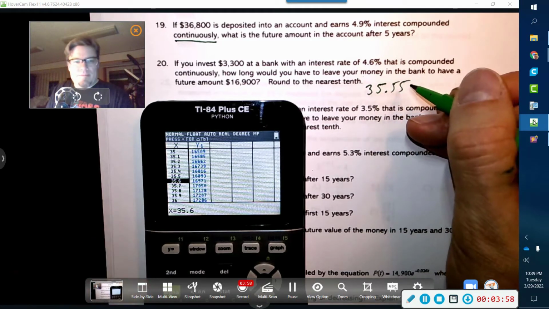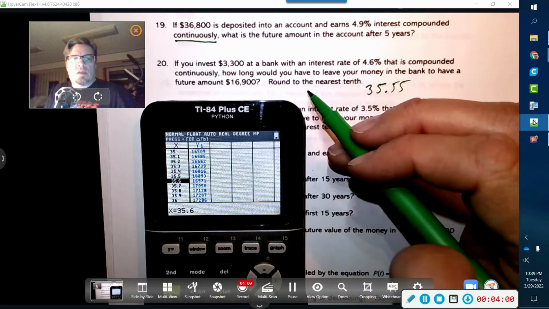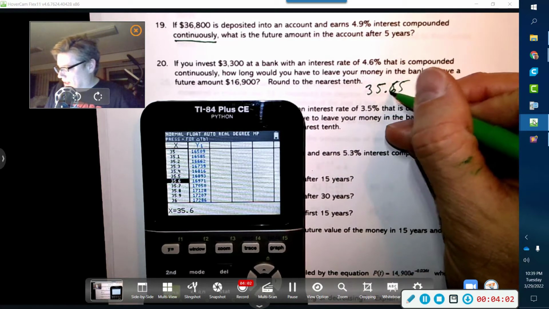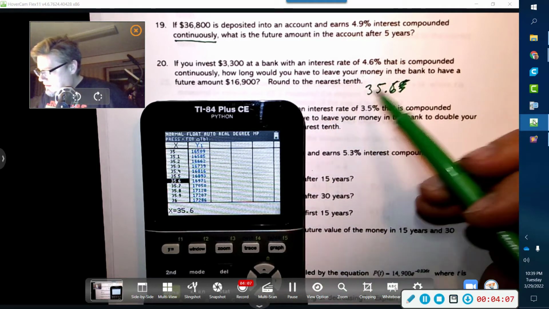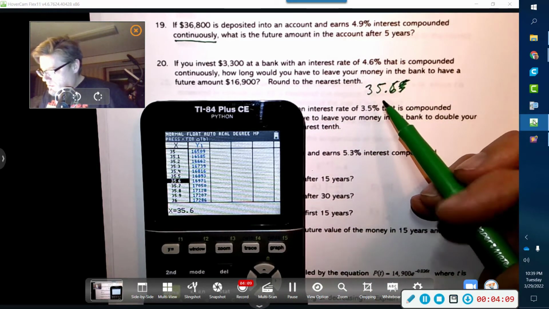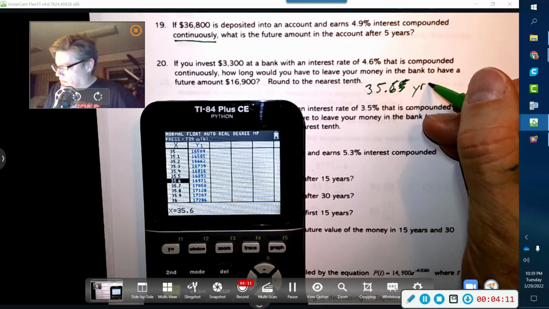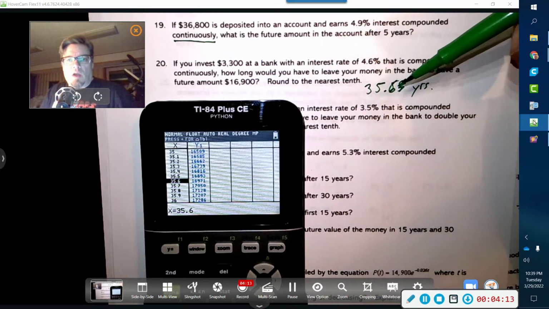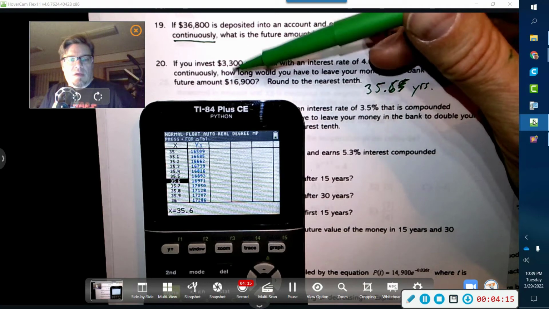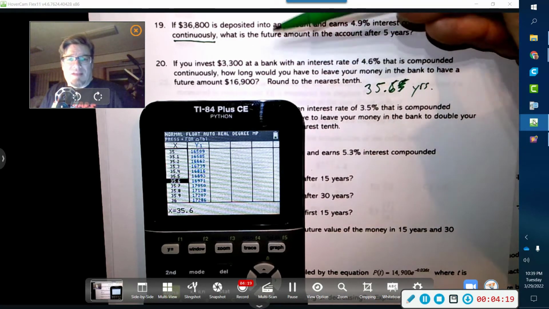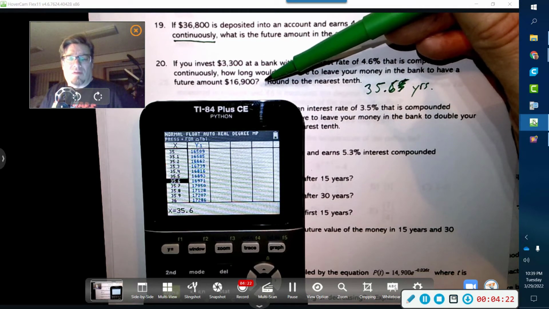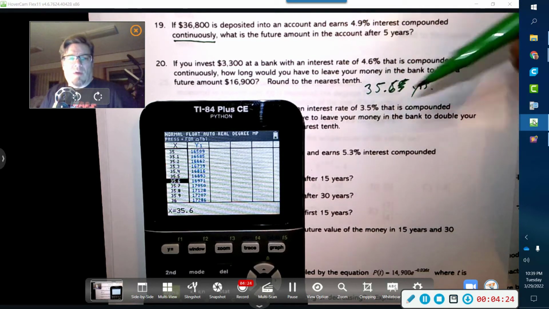35.55. Yep, okay. So round to the nearest tenth, so that would be the 6. All right, and that is how many years? Well, is that right? Years? Yeah, compounded continuously, so that's years. All right, so 35.6 years. Yep, it's a long time because 4.6%, and you're just not going to touch it, and for it to equal that amount, it's got to be quite a while.